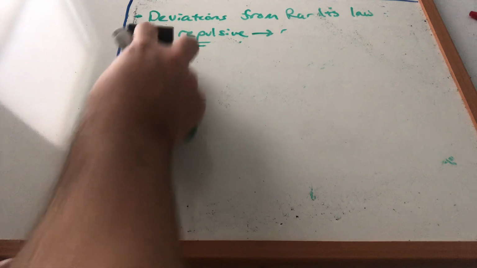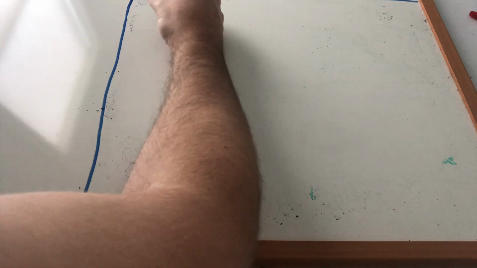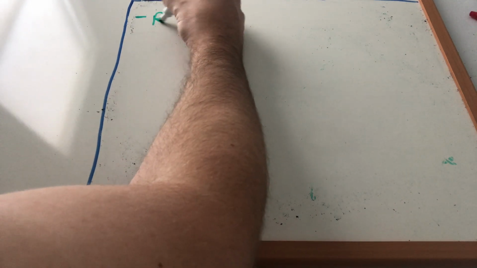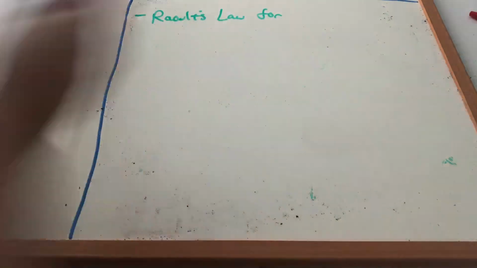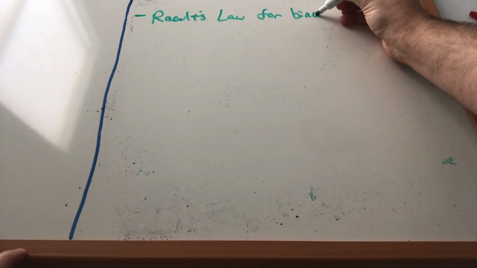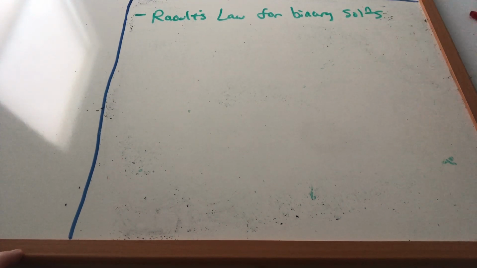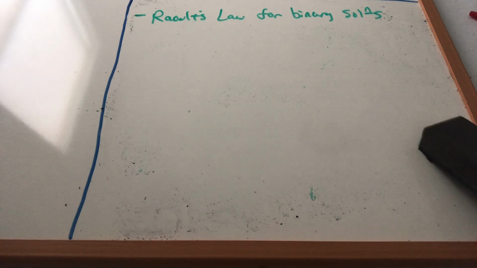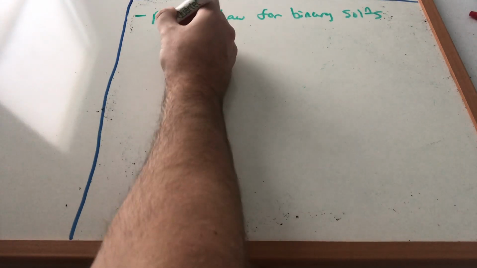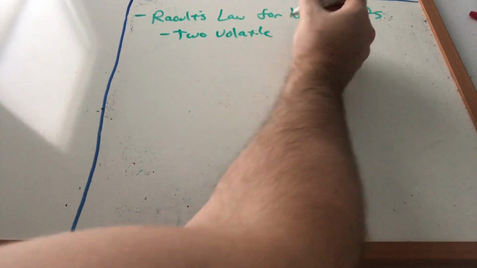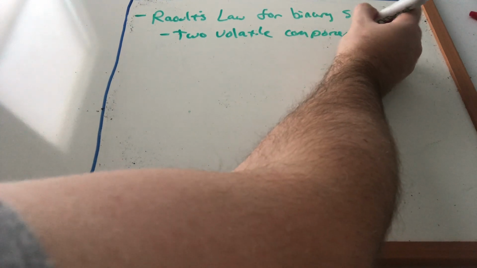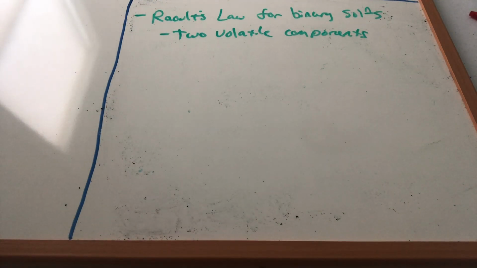So let's take a look at Raoult's law plots for binary solutions. Now, for binary solutions, let's just say that we have two volatile components, because these are most of the solutions that we analyze in this chapter. All the ideas behind Raoult's law still apply. I'm just going to make this picture one more time to make sure you understand.